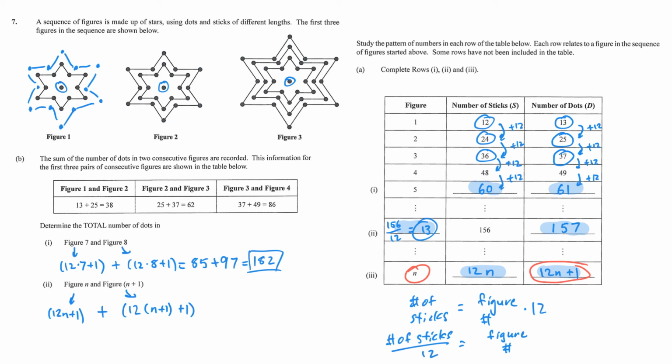Let's simplify this expression a little bit. We have 12n plus 1 plus, if I distribute the 12 into n plus 1, I have 12n plus 12, and then I still have that plus 1 in the end. When I combine the like terms, I get 24n plus 14. So that's the total number of dots in figure n and figure n plus 1.